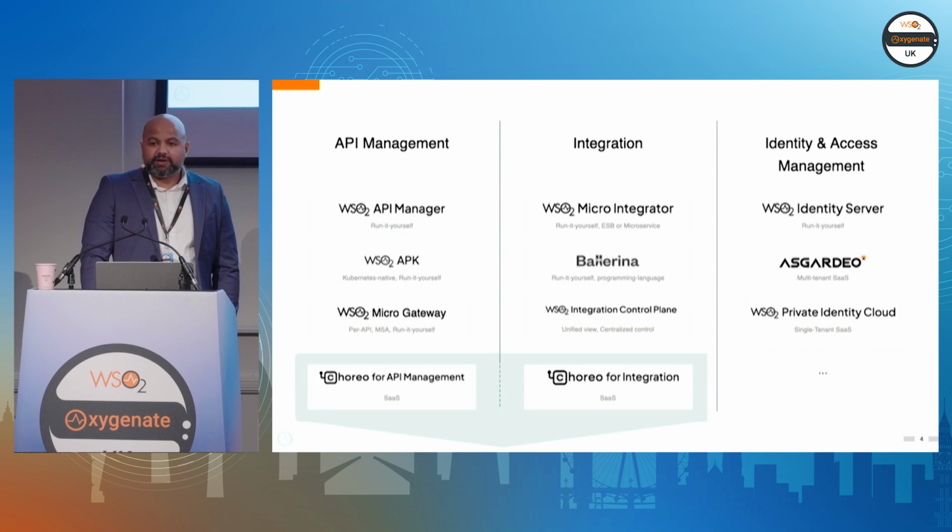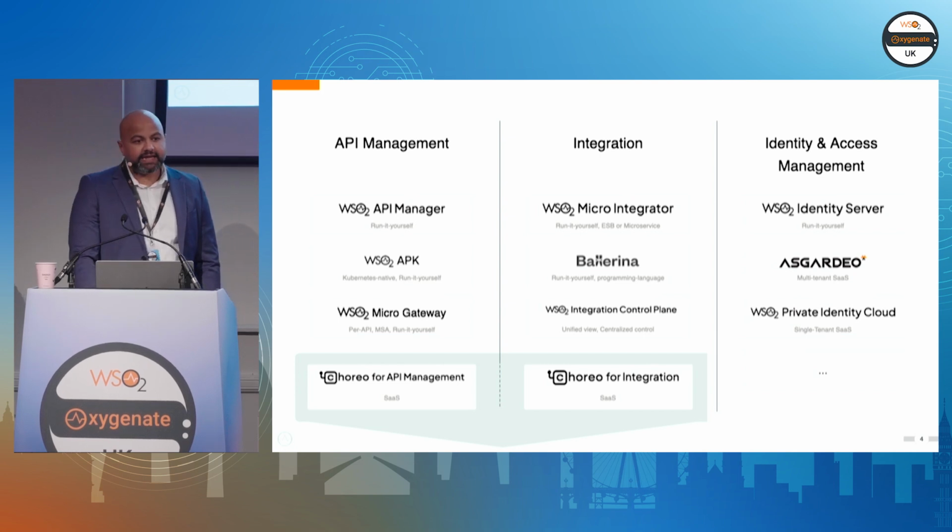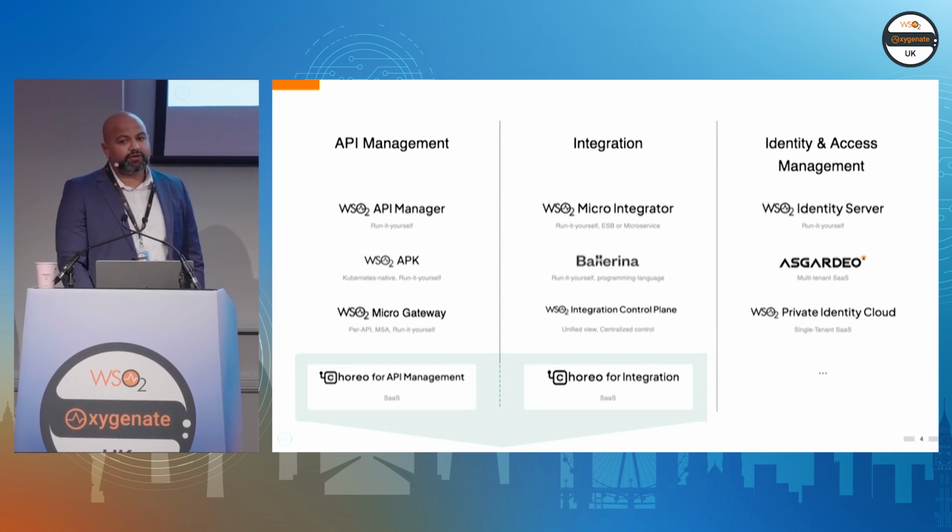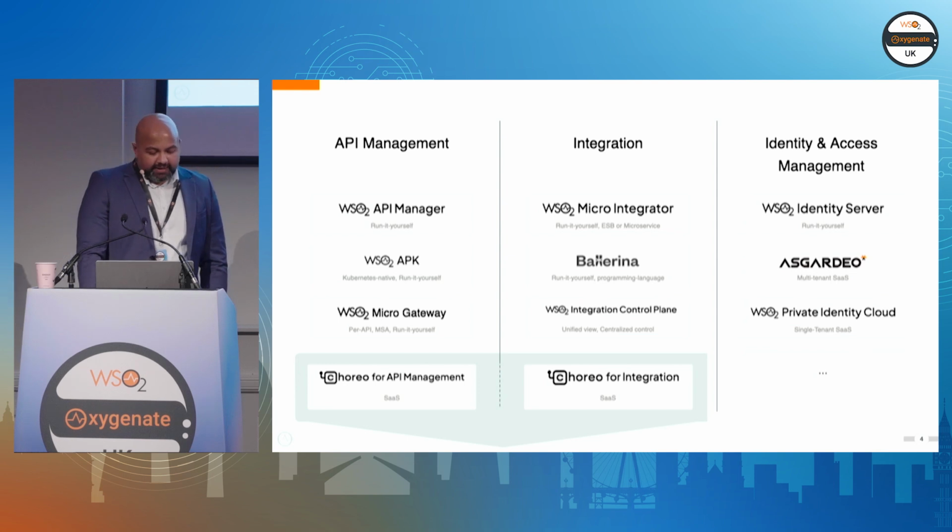But if someone is expecting to deploy WSO2 API Manager on Kubernetes by executing native Kubernetes commands instead of having to install it manually, they can simply use APK, which is a very focused or targeted solution that we have provided for Kubernetes-based deployments. And then we have the micro gateway, which is a lightweight gateway runtime.